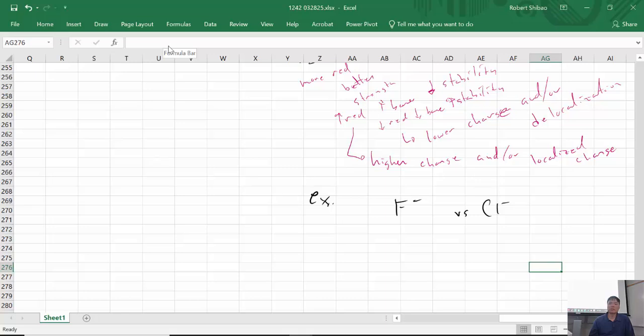Fluoride versus chloride, which one's a stronger base? Fluoride's stronger. The same charge, the charge is more concentrated, more localized, in a smaller volume of space.